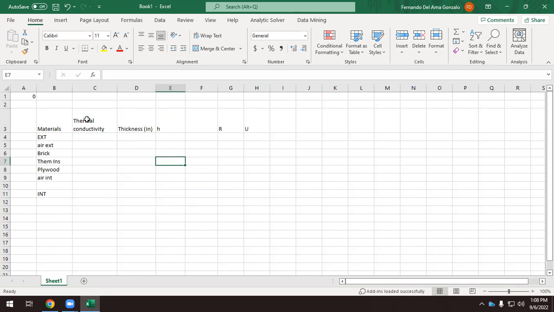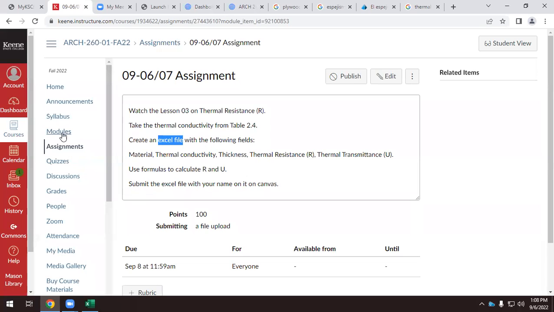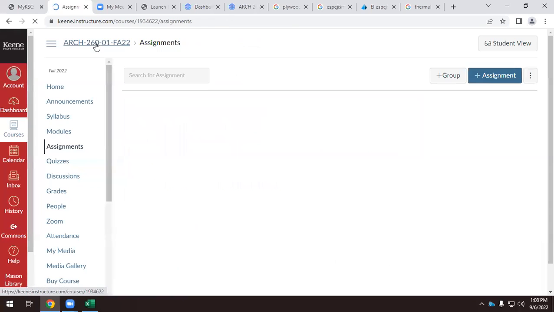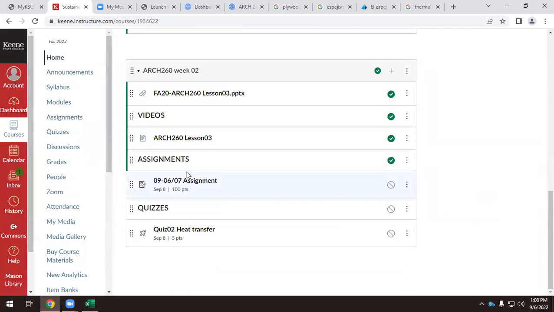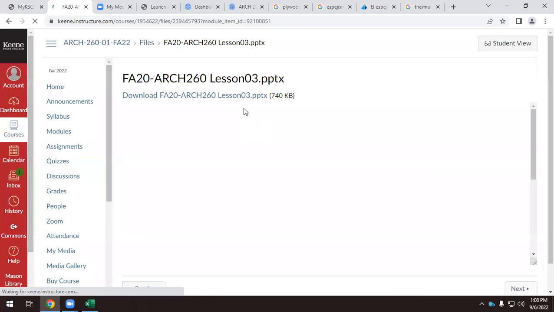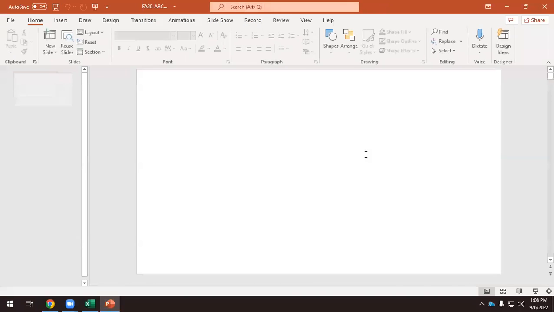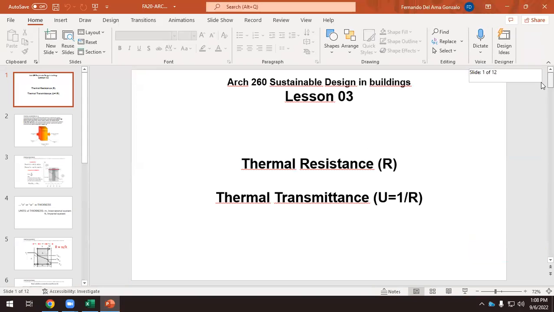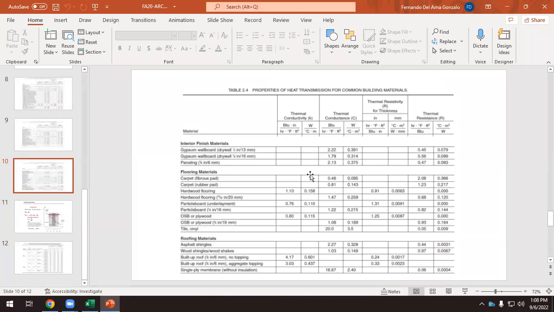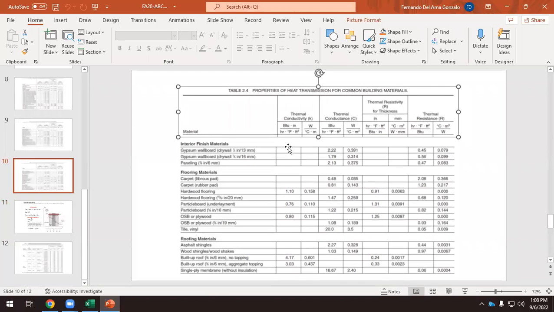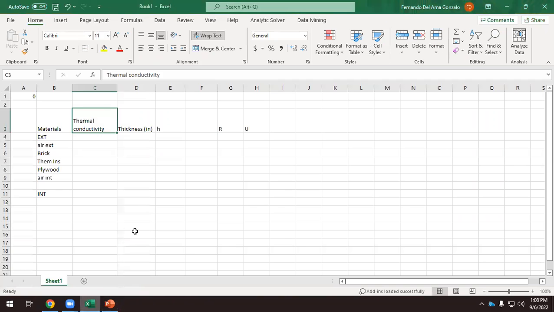Okay. What are the units of thermal conductivity? That's why, if you're using the tables that we have on this PowerPoint, okay, so what are the units here? It's BTU, inch, hour, Fahrenheit, feet square. So what are the units of thermal conductivity?